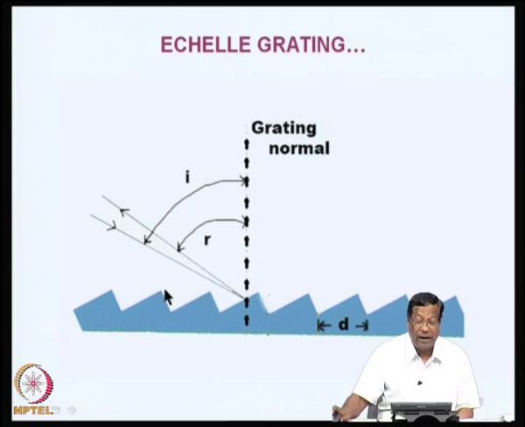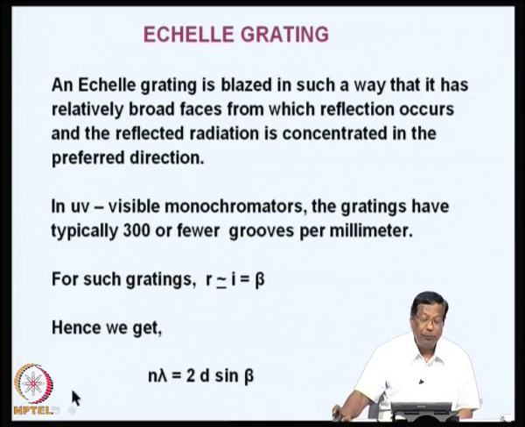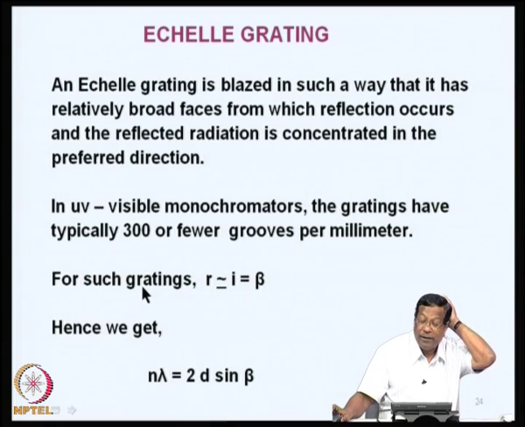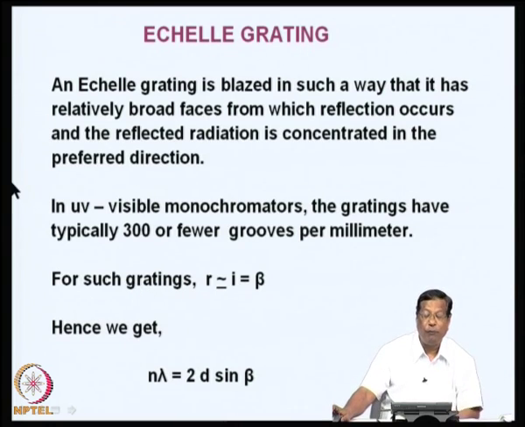This is an echelle grating, and so when you make the radiation fall on the broader face of the grating, you will get a better reflection. This is what is taken advantage of in spectrophotometers, and the reflected radiation is basically concentrated in the preferred direction.